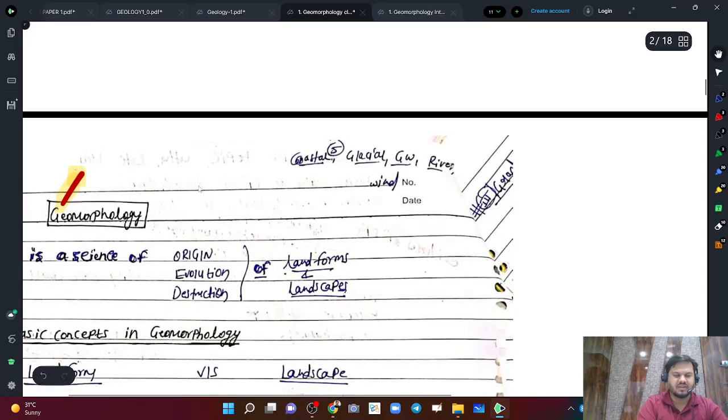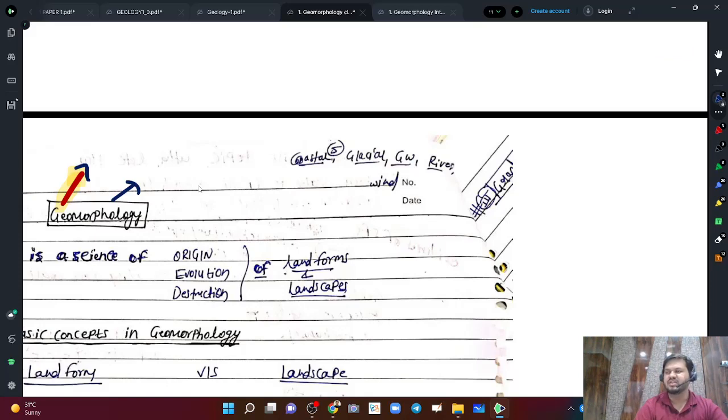So geo is basically earth, right? And morphology is basically how it looks; morphology is the shape basically. So geomorphology is basically the morphology, the features, the shape, what are the features present on the surface of earth. So in general geology, what we did basically was what is inside the earth, right? We studied about the origin of earth, then we studied what the internal structure of earth is, right? What is mechanical differentiation? And then we studied about what is crust, what is mantle, core.